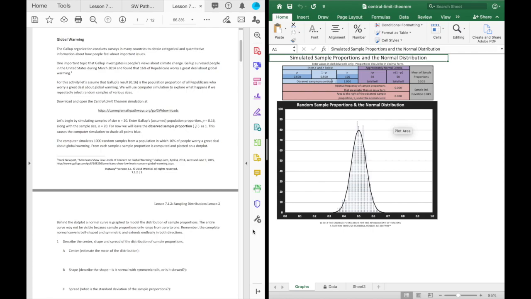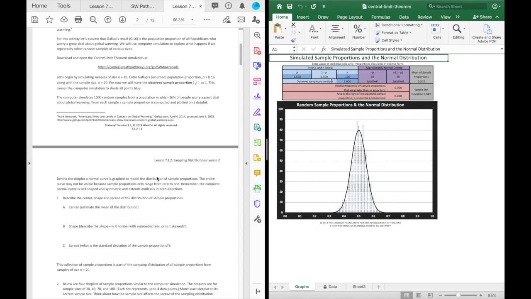We will use computer simulation to explore what happens if we repeatedly select random samples of various sizes. Download and open the central limit theorem simulation at the web link. So I have already loaded that Excel file. That is what we see here on the right side, and that's what we're going to be using for this discussion. Let's begin by simulating samples of size n equals 20. And again, we're going to put p equal 0.16 and n equals 20.